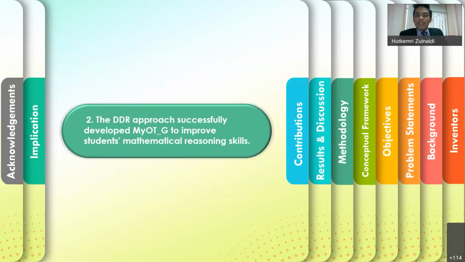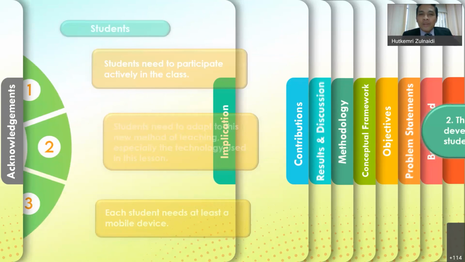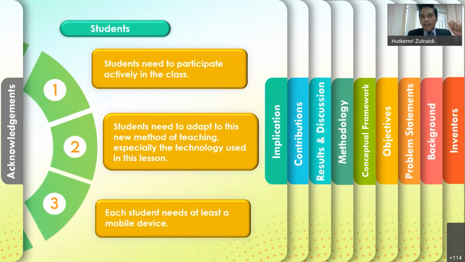The contribution of this study, first, is the product, and the second is that the DDR approach was successful in developing MyOTG to improve students' mathematical reasoning. Okay, so now we have the implications from this. When we conducted these studies and developed MyOTG, we have some implications, and some suggestions for parts that can be involved in the implementation of MyOTG.